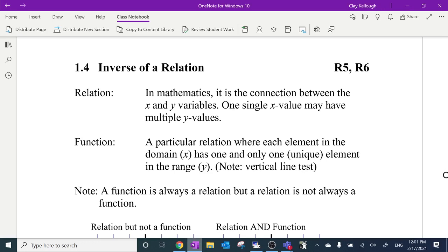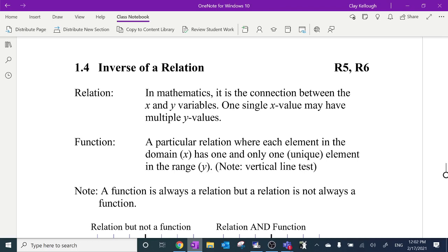First of all, do you remember from grade 10 the difference between a relation and a function? In mathematics, a relation is any connection between x and y, two variables. One single x value may have multiple y values. A function, however, is where an x value has to have a unique y value. So a particular relation where each element in the domain has one and only one unique element in the range. And that's why we called what we did in grade 10 the vertical line test.